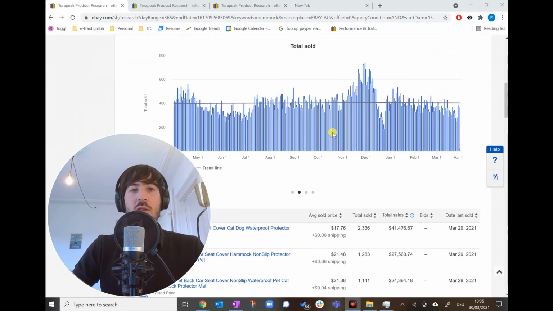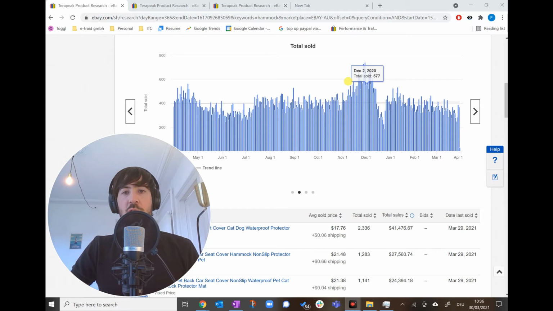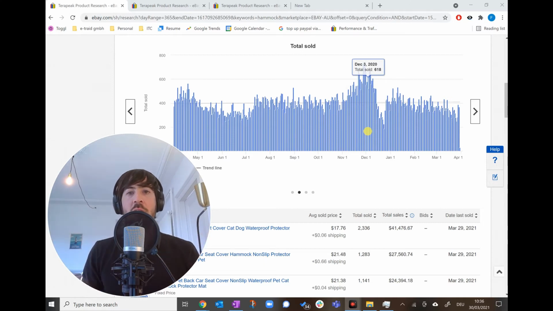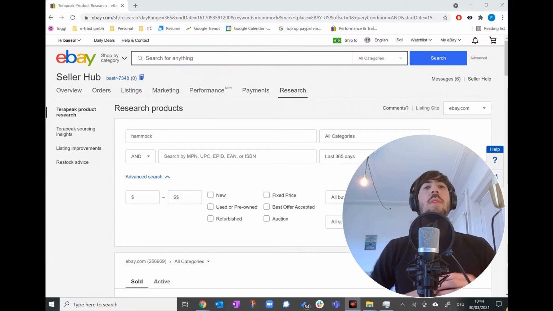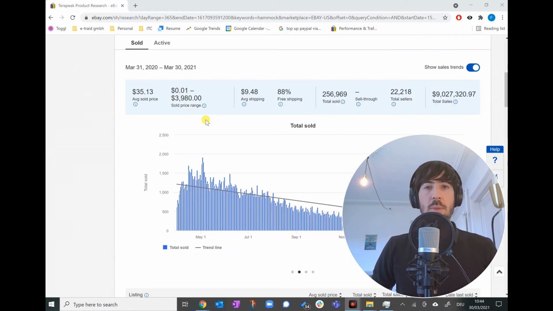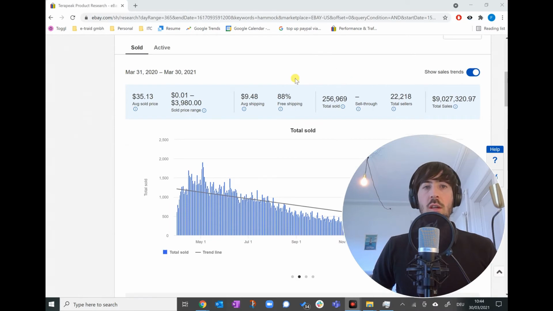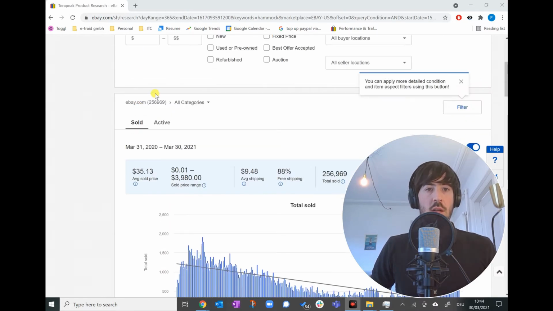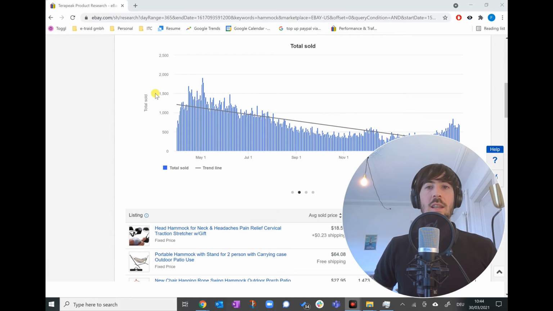But what's interesting is that the seasonality is inverted. The peak of summer in Australia is in December, so about 6 months after the US. So if you want to sell your hammocks all year around, you might want to consider eBay Australia. How does Terapeak work? Terapeak essentially looks at the data from the last year. So if we take our hammock example, we can see that basically there were 22,000 sold on eBay.com in this case. And we can see this data by day.